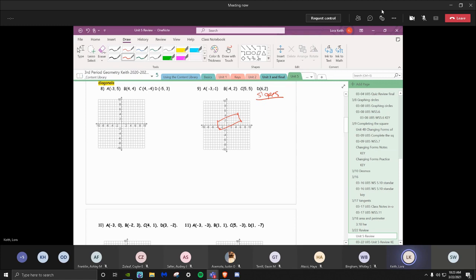So you have to check all 4 sides. So you check A to B, B to C, C to D, and D to A. You also could have said A to D, it would have been the same thing. Okay, so I'm going to call the first one x2, y2. I'm going to call the second one x1, y1.